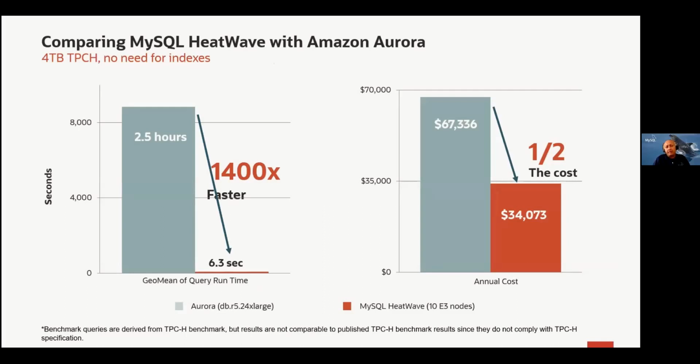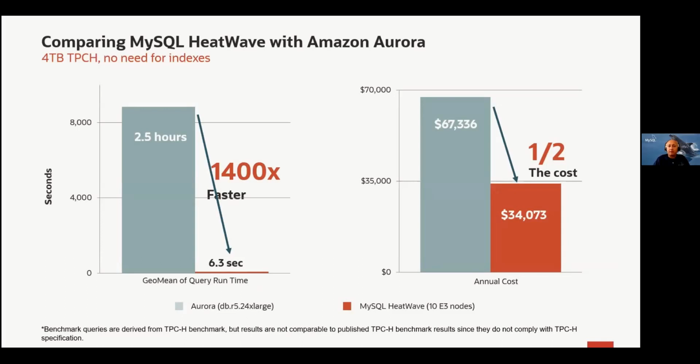Since HeatWave is an accelerator, the expectation is that it'll be really fast. So the question is, how fast is it? I'll show you a couple of comparisons. This first comparison is with Aurora. Aurora is Amazon's enhanced version of MySQL. They took the open source version of MySQL, enhanced it with a bunch of offerings from their end, and provided it as a managed service called Aurora.